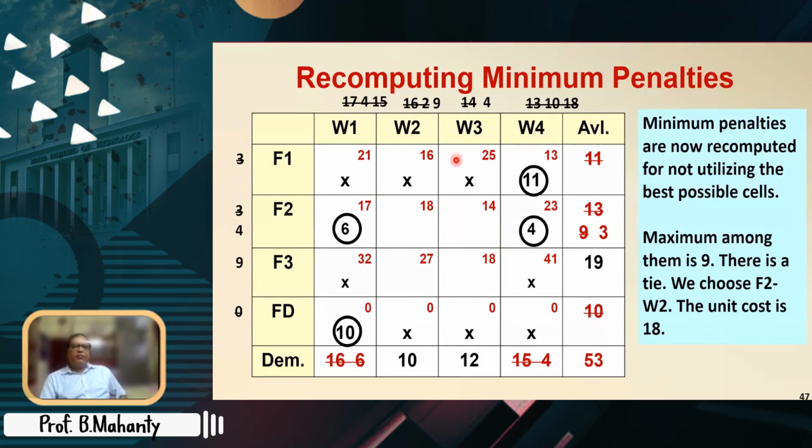Now, which one is the best possible maximum of the minimum penalties? You can see that this is 9 here and also 9 here. So there is a tie. So we have to choose some square. We have chosen F2W2. I mean, this 9 we have chosen column wise, and therefore F2W2 is the best possible square. How much can we enter? Only 3. So the moment we enter 3 here, then this is crossed out. Then we have no other choice but to put a 7 here and a 12 here.